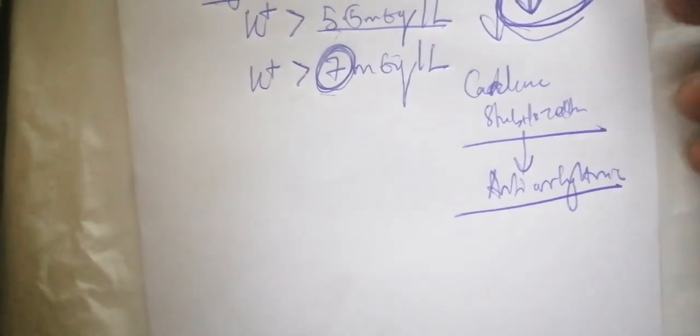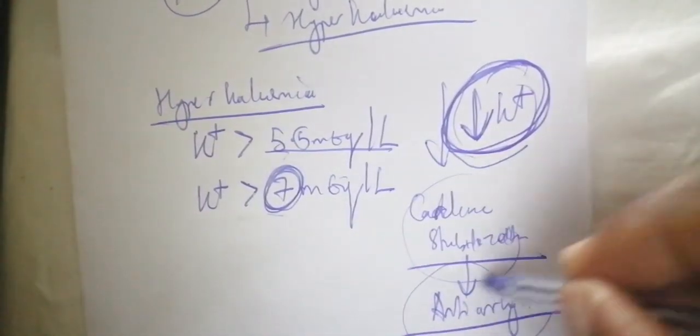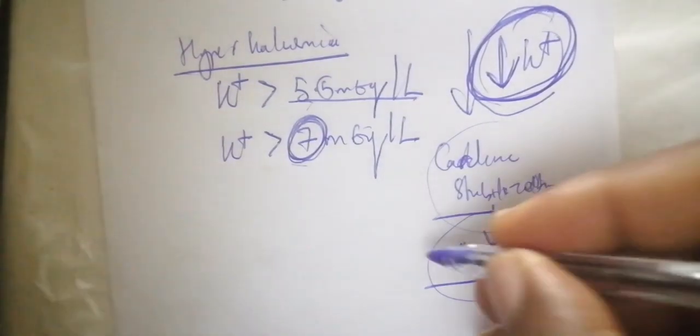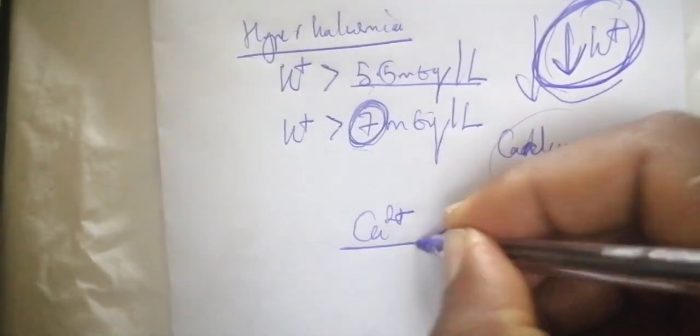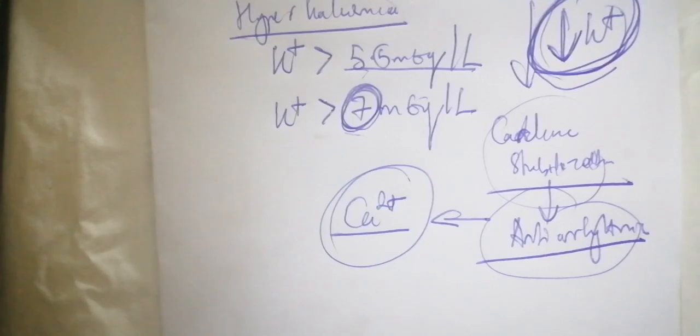So the first line management should not be reducing the potassium ion, but first stabilizing the heart with an antiarrhythmic. And the appropriate antiarrhythmic that is used with a high level of potassium is calcium ion. So you can give calcium gluconate or calcium carbonate. Those are calcium ion molecules. They are appropriate stabilizers, antiarrhythmics used when you have a high level of potassium.